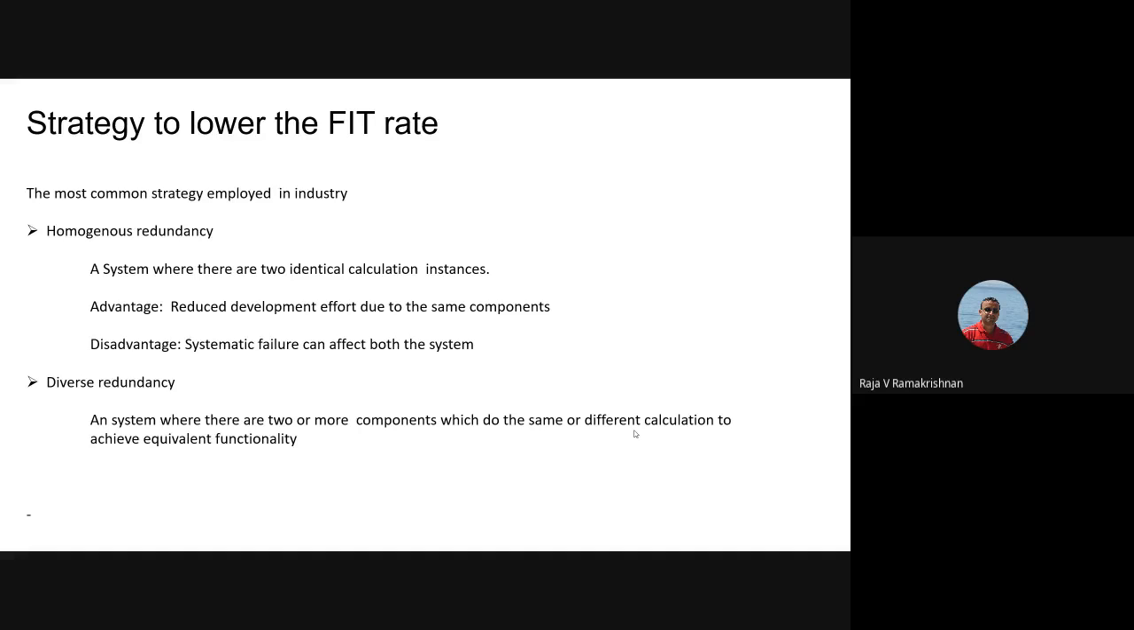Now, the other type of redundancy is called diverse redundancy, where there are two components. Functionality wise, it's the same thing, but it's not doing the exact same calculation. That means there'll be two ECUs, and there'll be two algorithms trying to work the same way to steer a vehicle, but they won't be the same thing. They'll be done differently. Their development will be different, such that even if one fails, the other system will take over, but it's not the exact same thing. So the systematic failure is reduced in such systems. But the problem with such an architecture is that the development time is much higher compared to homogeneous redundancy.